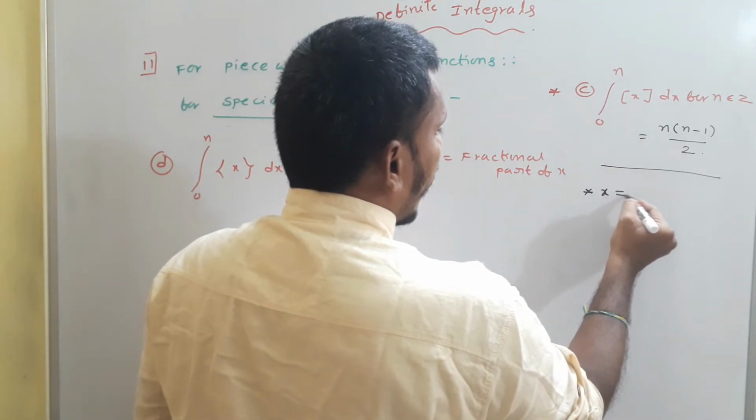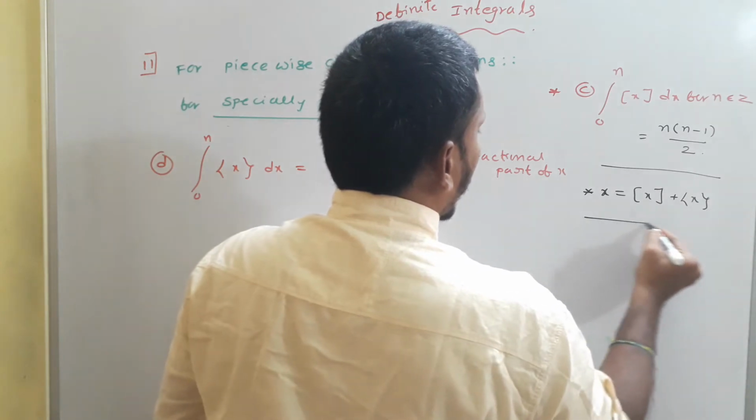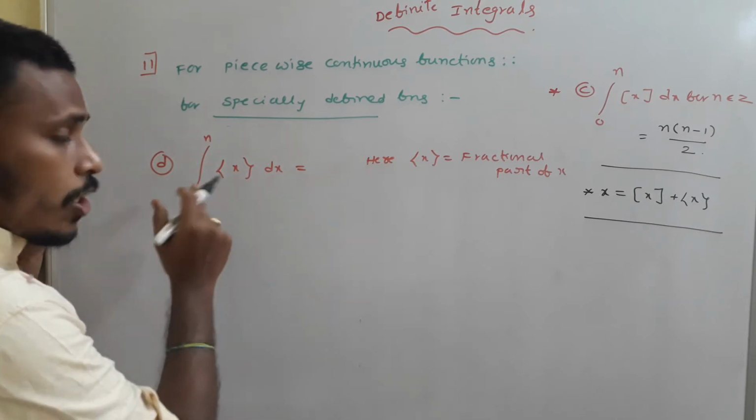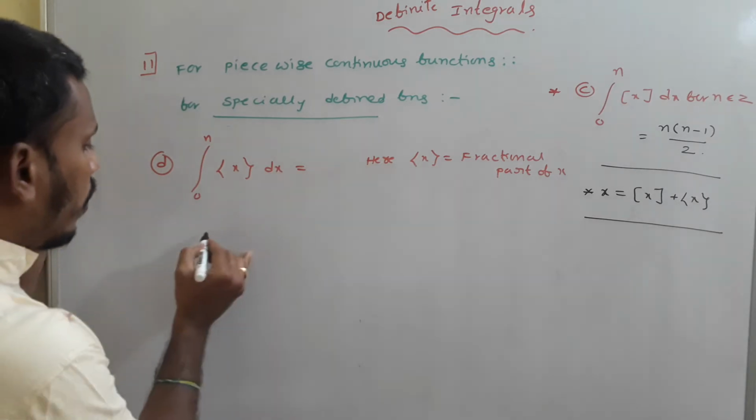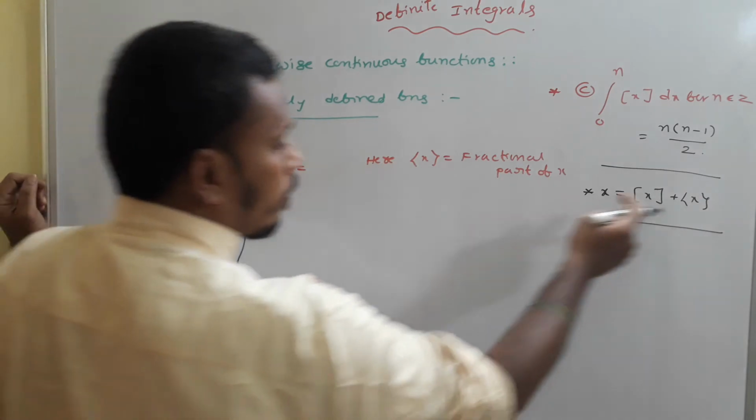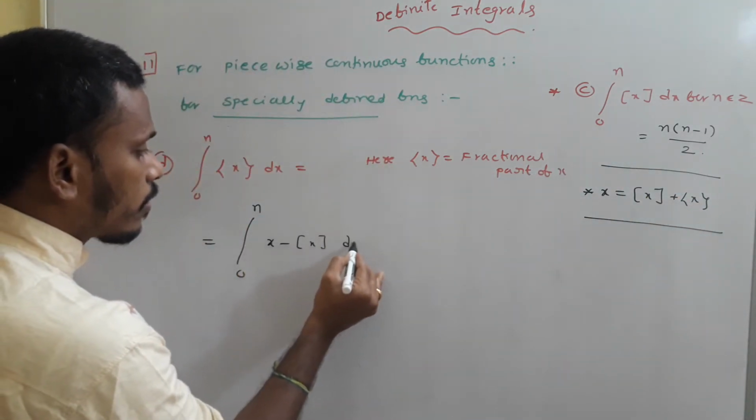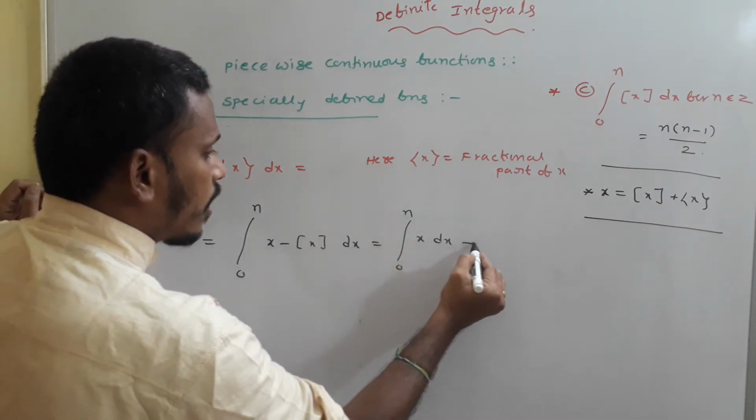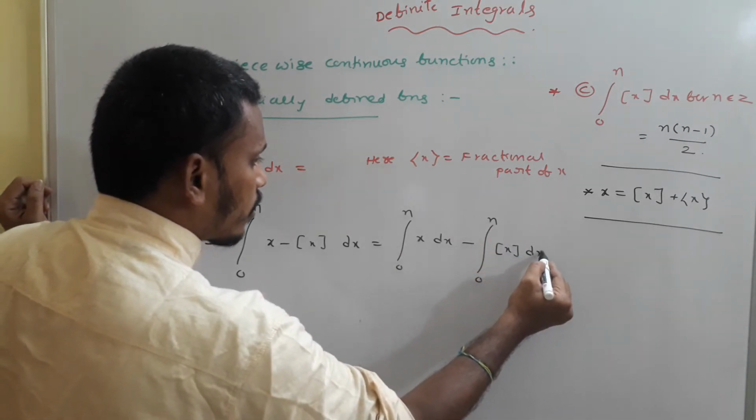We are very familiar that x equals step x plus fractional part of x, for any real x. Use that here. Our task is to find the integral of fractional part of x with the limits 0 to n. So I am writing it as integral 0 to n of x minus step x dx, which equals integral 0 to n x dx minus integral 0 to n step x dx.